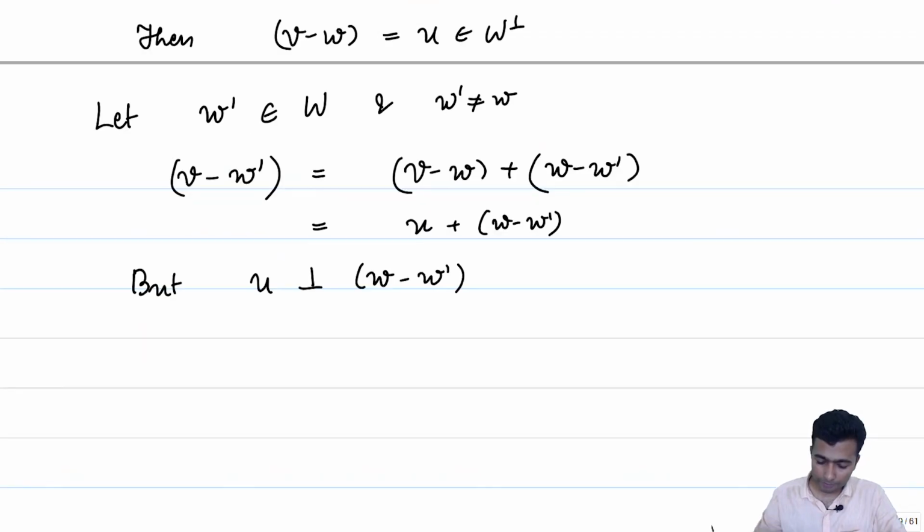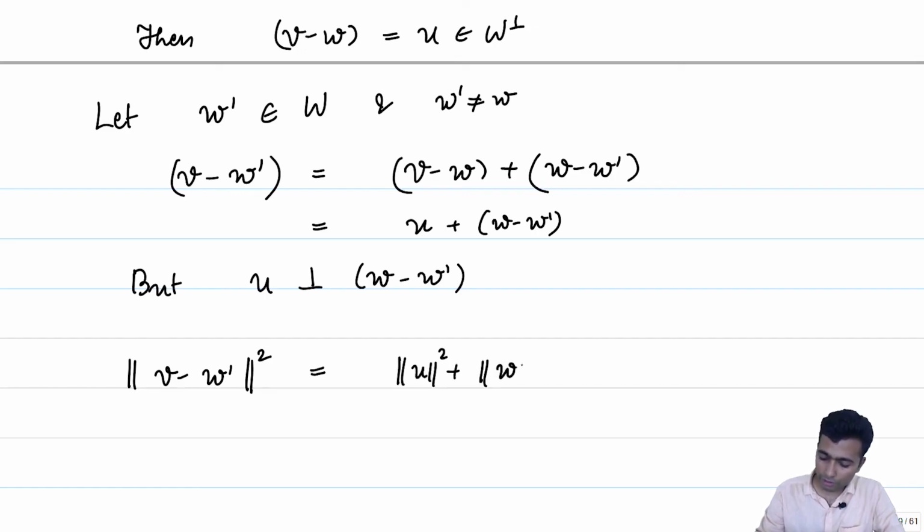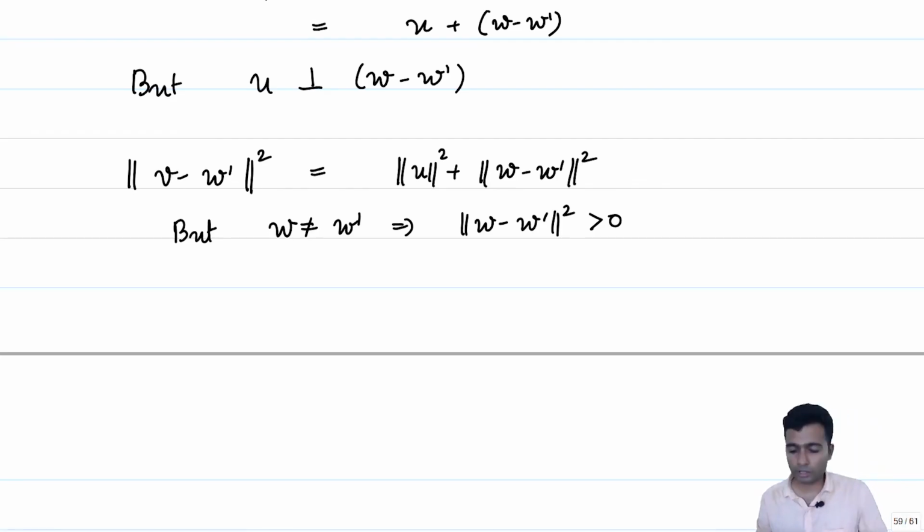Alright, so let us now look at what V minus W prime is, the square of the length of W prime minus V, or the square of the length of V minus W prime. We will use Pythagoras theorem to conclude that this is equal to the length of U square plus the length of W minus W prime square. But W is not equal to W prime, which implies that the square of the length of W minus W prime should be a strictly positive number.